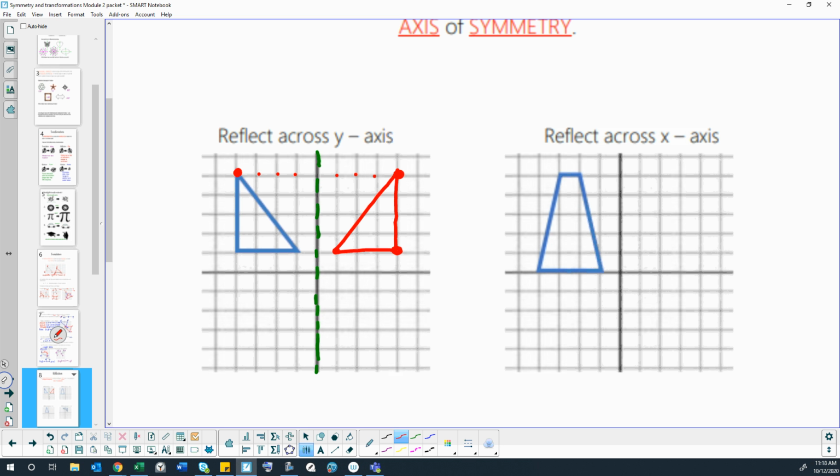On the next page, we'll come back to it and talk about the points and how they change the coordinates themselves. But for now, we're just going to count.